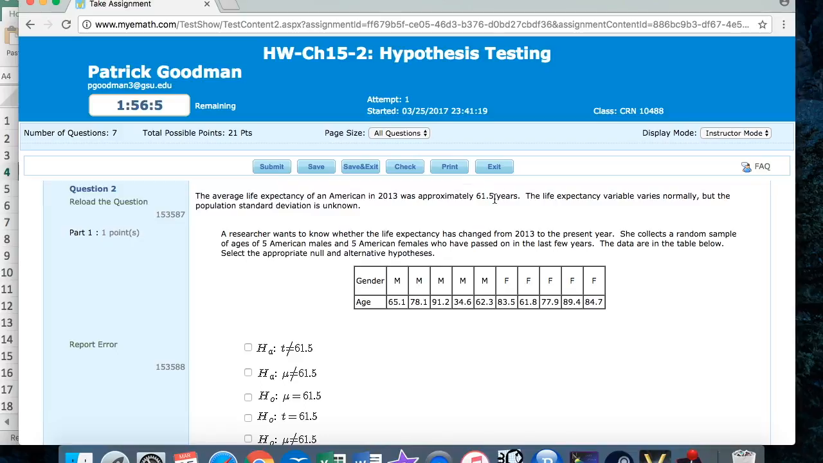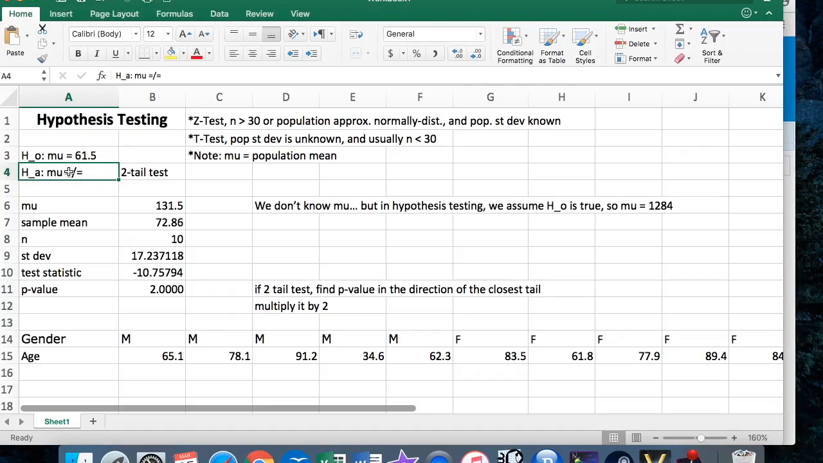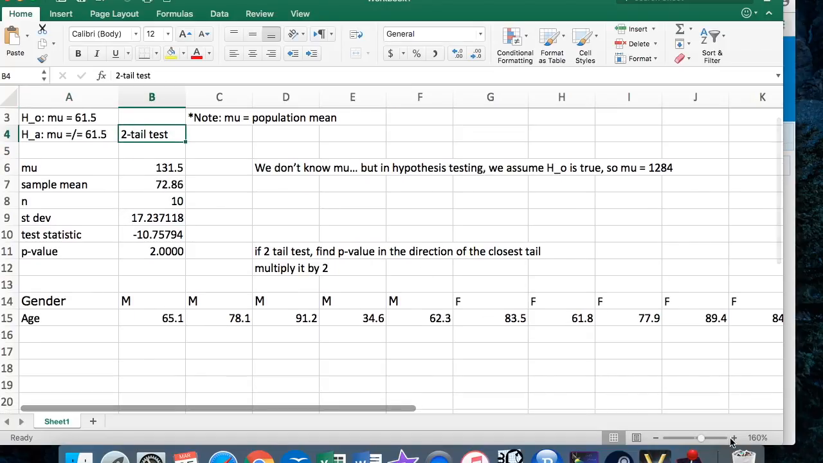Okay, so 61.5. And then we say this researcher wants to know if the life expectancy has changed. So you're like, oh, is it a left-tailed test or a right-tailed test? And the answer is both, because it is a two-tailed test. What does it mean if we're just looking for a change? Well, we want it to be anything but 61.5, so it could be greater than 61.5 or less than 61.5. So if the average life expectancy has changed, this means mu is not equal to 61.5. So again, it's a two-tailed test. Okay, so we've got all our data here.